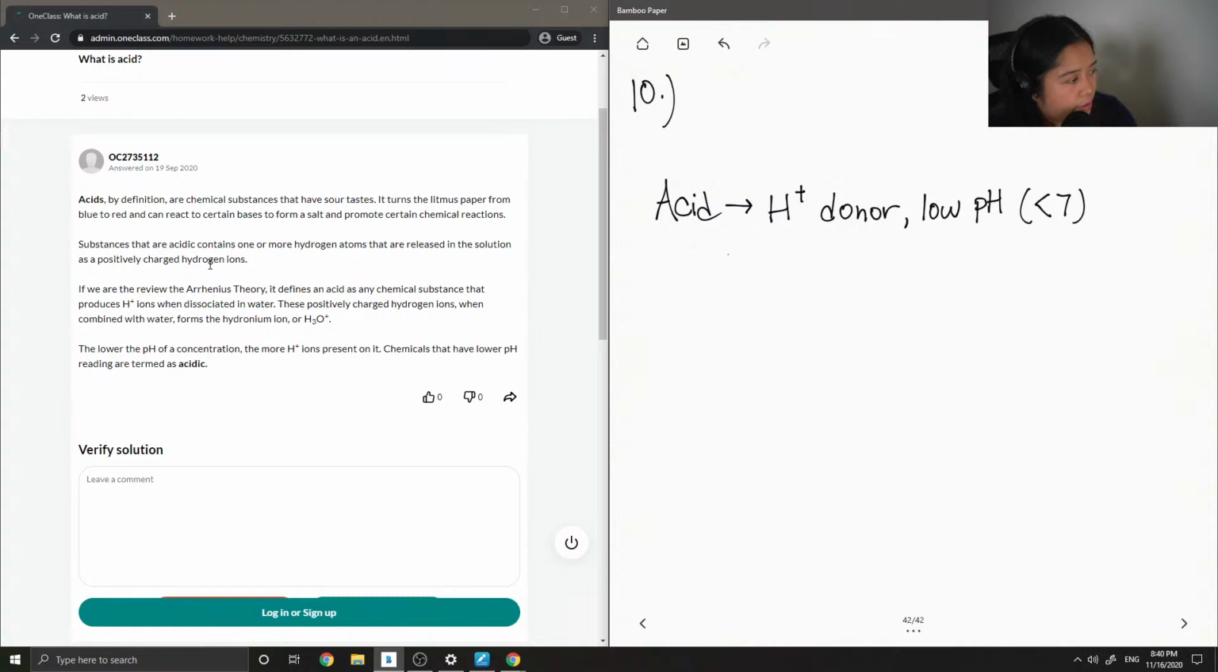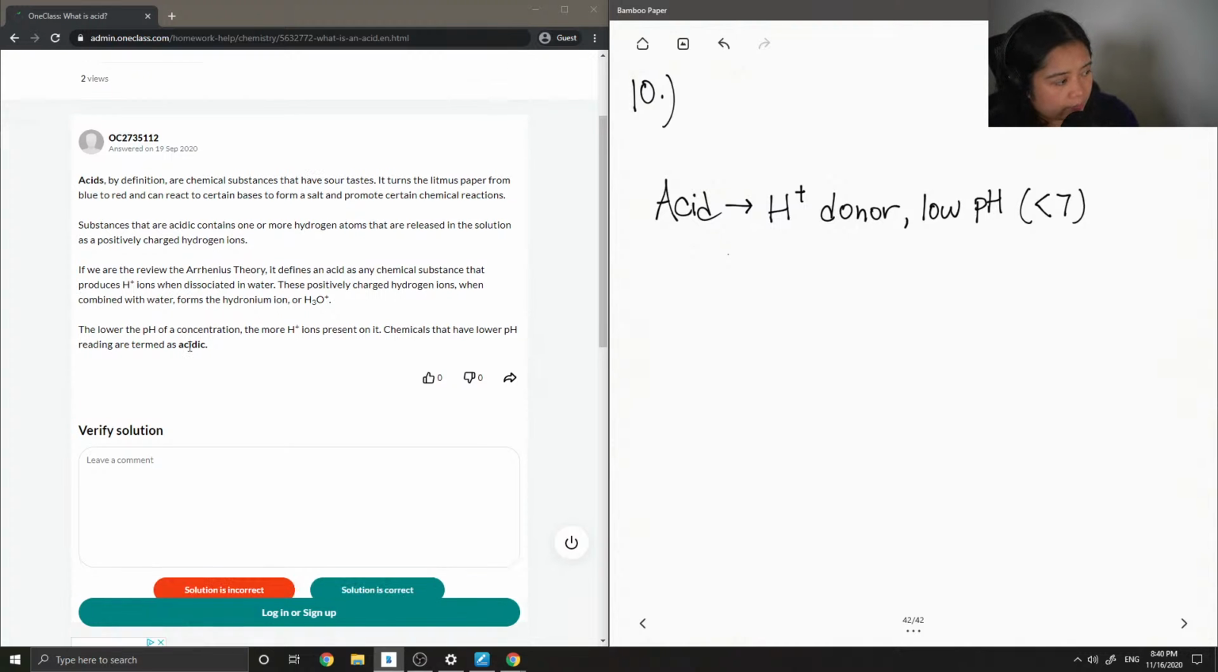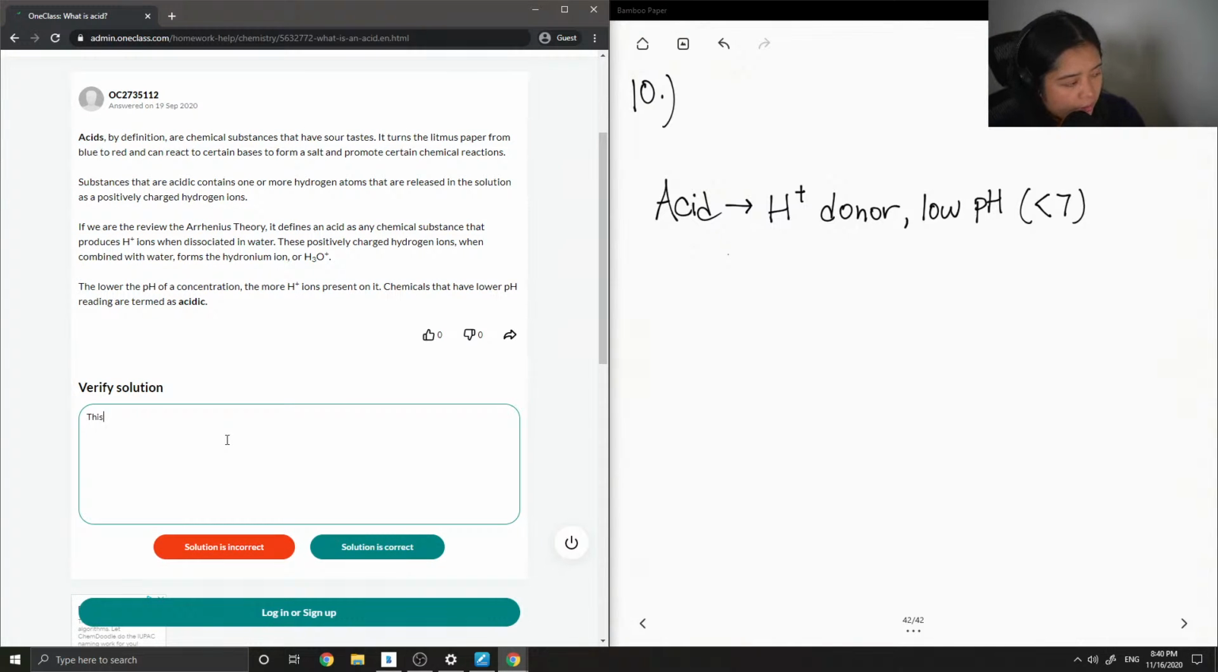If we were to review the Arrhenius theory, it defines an acid as any chemical substance that produces protons when dissociated in water. These positively charged hydrogen ions, when combined with water, forms the hydronium ion H3O+. The lower the pH of a concentration, the more protons are present in it. Chemicals that have a lower pH reading are termed as acidic. Yep, so this solution is correct.